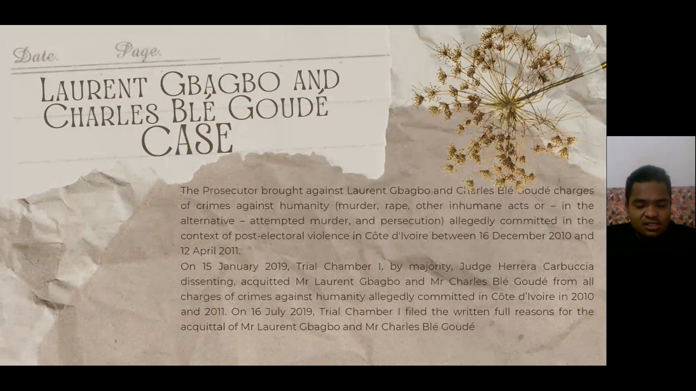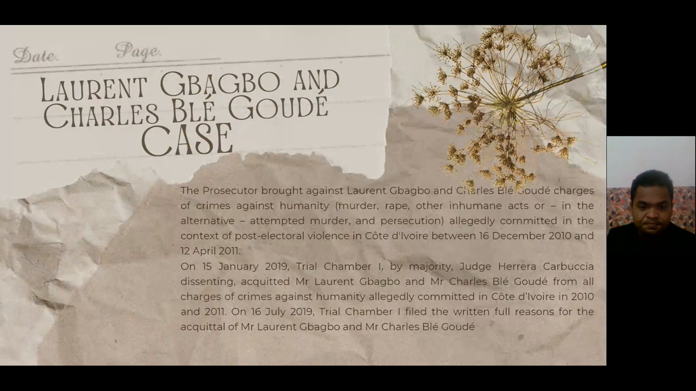The last case that I will show is the Laurent Gbagbo and Charles Blé Goudé case. The prosecutor brought against Laurent Gbagbo and Charles Blé Goudé charges of crimes against humanity, including murder, rape, other inhuman acts, or in the alternative, attempted murder and persecution, allegedly committed in the context of post-electoral violence in Côte d'Ivoire between 16 December 2010 and 12 April 2011.